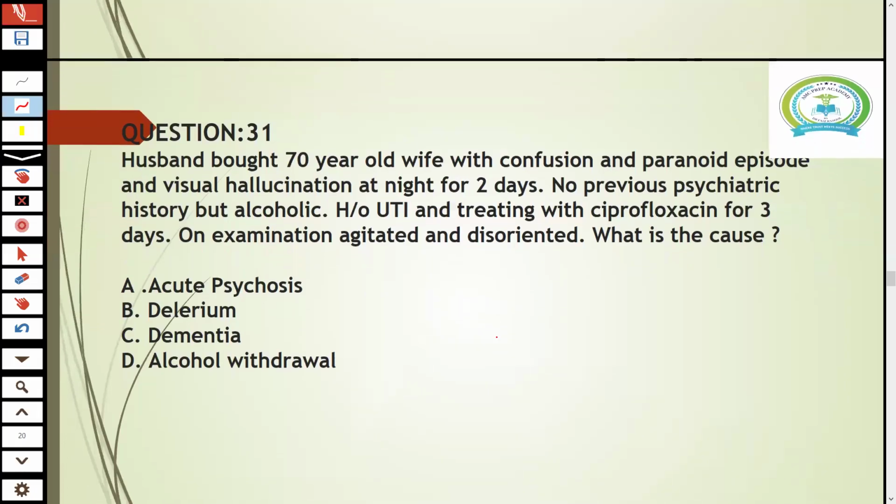Okay, the next question is: a husband brought his 70-year-old wife with confusion, paranoid episodes and visual hallucinations at night for 2 days. No previous psychiatric history, but she is alcoholic. History of UTI, being treated with ciprofloxacin for 3 days. On examination, the patient was agitated and disoriented. What is the cause? Acute psychosis, delirium, dementia, or alcohol withdrawal?